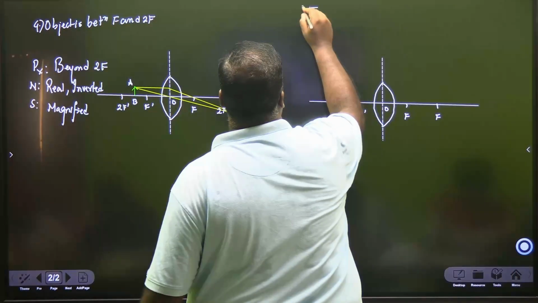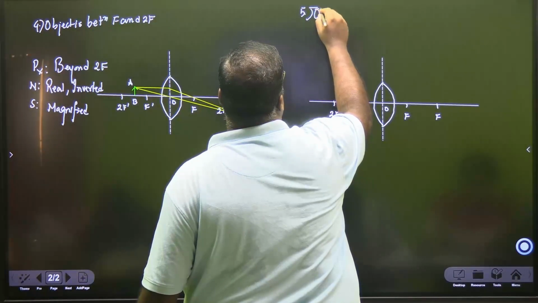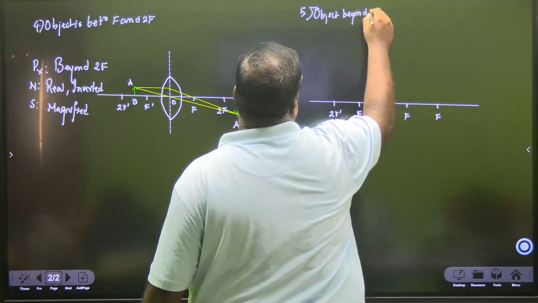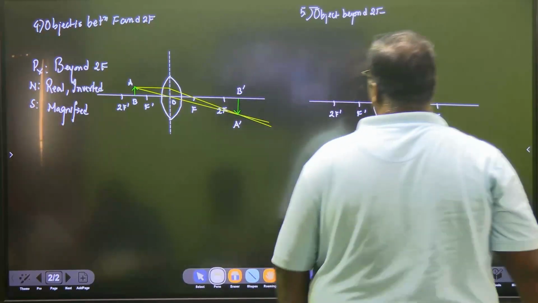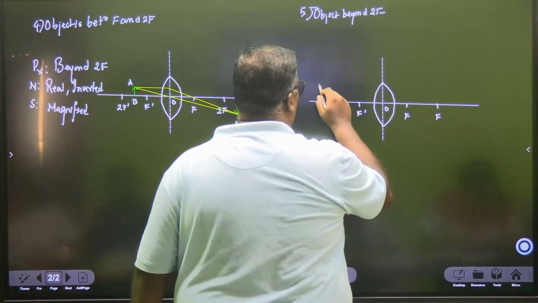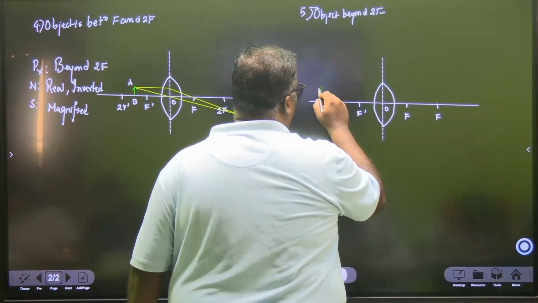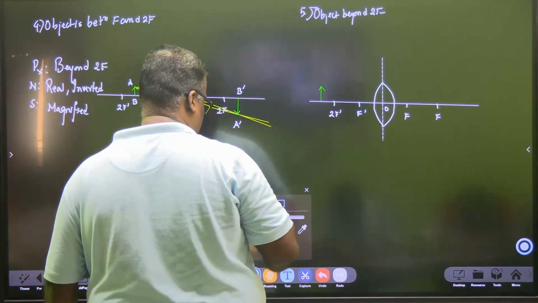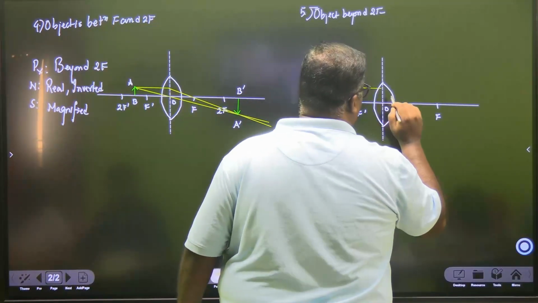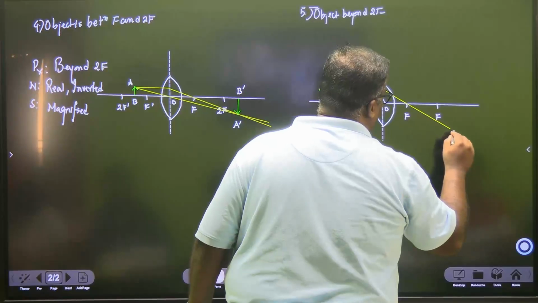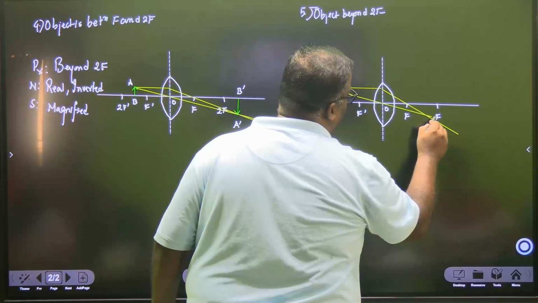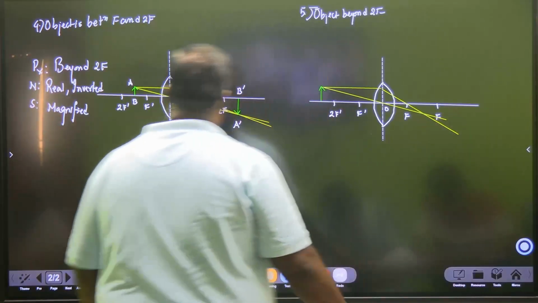Fifth one. Object beyond 2F. The object is beyond 2F. So let's see. Object is beyond 2F. Ray parallel to the principal axis is going to pass through the focus. Another ray from the optical center passes undeflected.